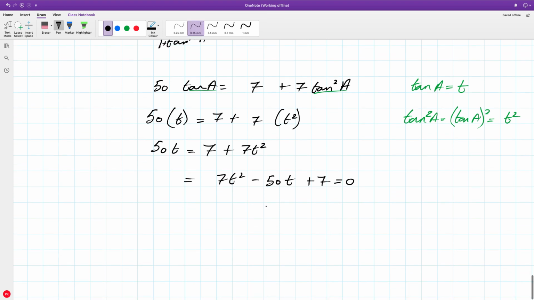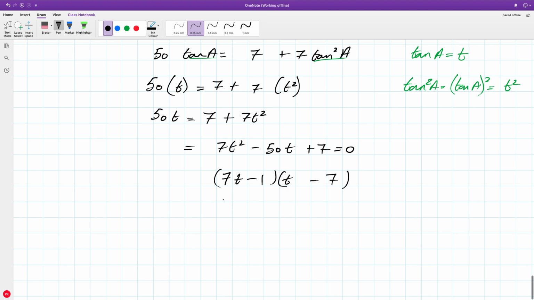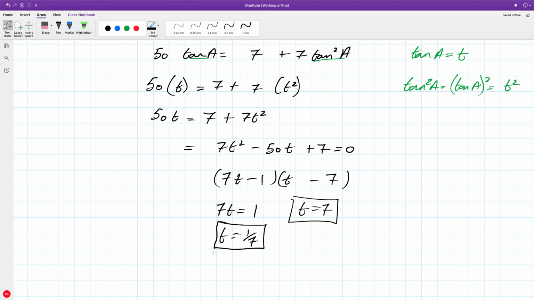Use bracket, bracket, or minus b, whichever way you want to factorize it. You could have some crack here trying to factorize this. Oh, that should be alright. Minus 7, minus 1. 7t is equal to 1. t is equal to 1 over 7. And t is equal to 7.